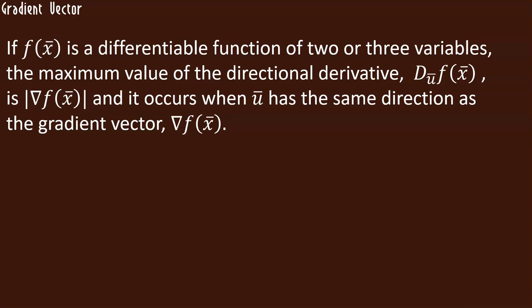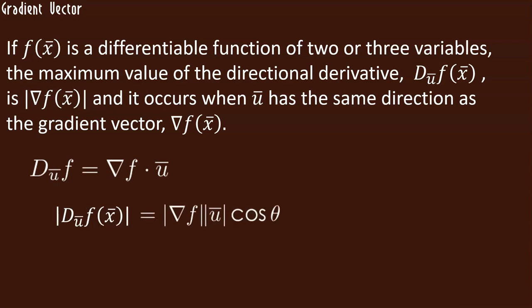So why is this true? Well, the directional derivative is written as the gradient of f dotted with u. So the norm, or the magnitude of that, is equal to the magnitude of the gradient times the magnitude of the unit vector times cosine theta. But u is a unit vector, so its length is just 1. So it's the magnitude of the gradient vector times cosine of theta. Now cosine of theta is between negative 1 and 1. So we want it to be 1 so that we get the maximum value. And that's going to happen when theta equals 0. And since the angle between them is 0, they must be going in the same direction.